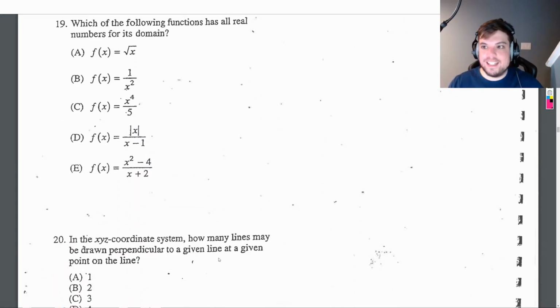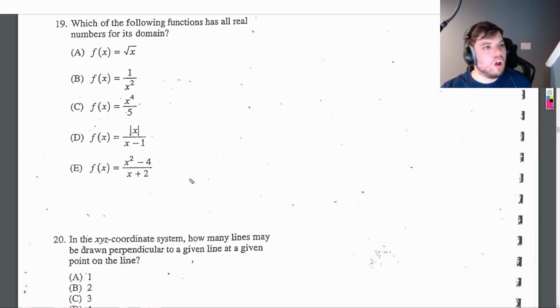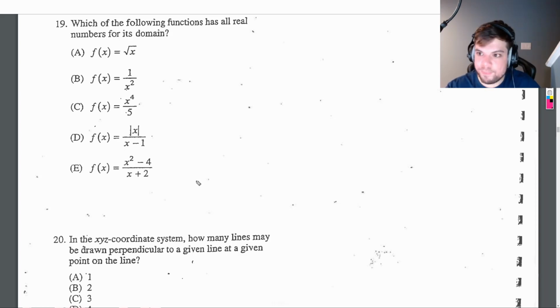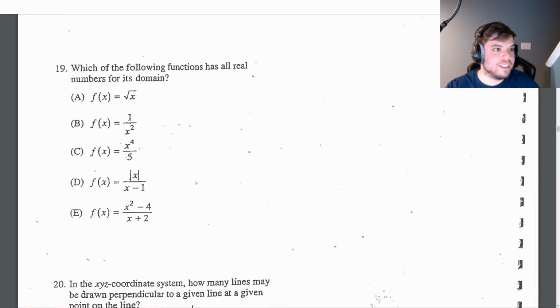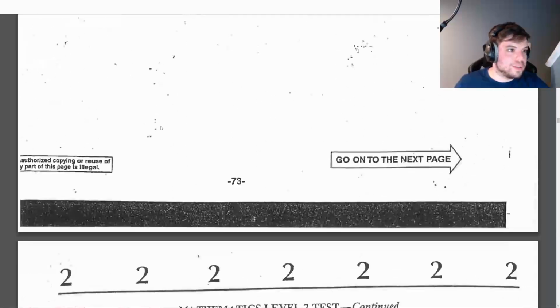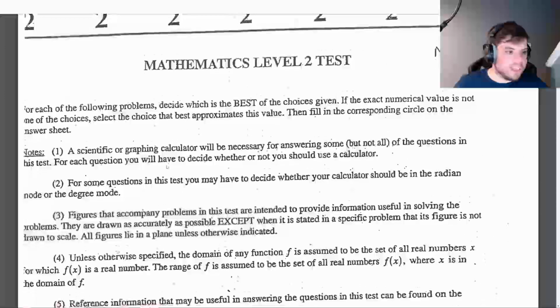Let's look at 19. Which of the following functions has all real numbers for its domain? Hold on, is this a weird question? I think at the beginning they say something. Let's use the mouse to scroll back to the beginning. Let's just read what that is.